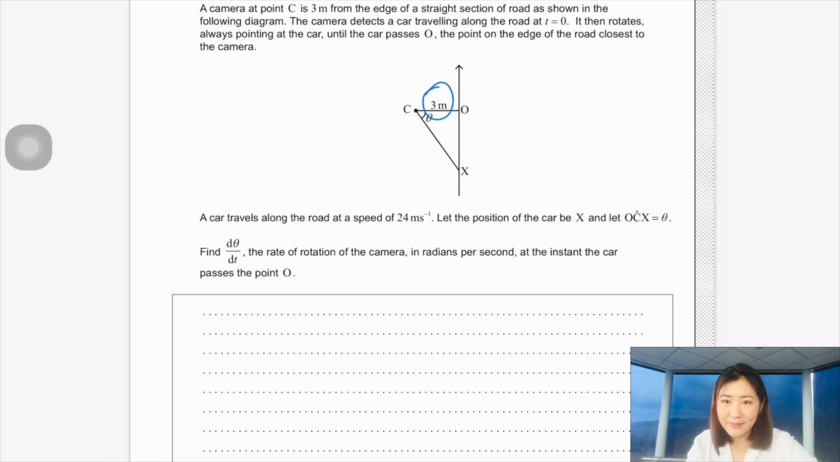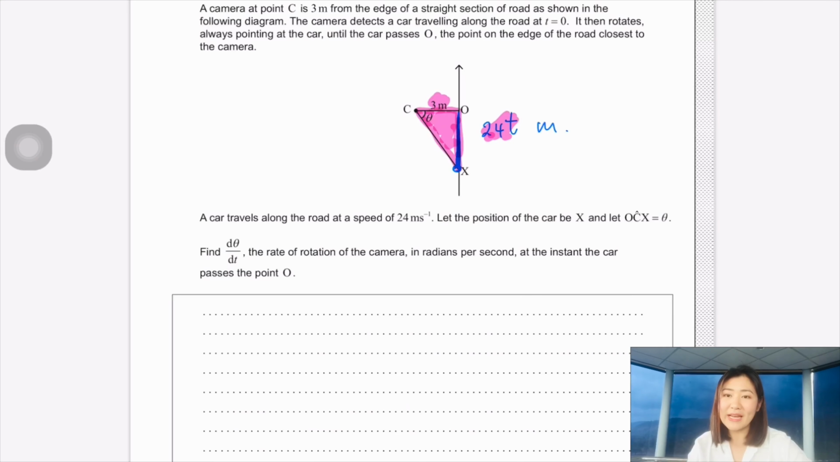So here we have 3 meters. Therefore, I would think about the distances in this triangle. What distance do we have now? Actually we have this distance OX, because the car starts from X and the speed is 24 meters per second. Therefore, at a certain time t, you can find this distance, which is 24t meters, right? So right now you have a triangle here, with 3 here and 24t here.